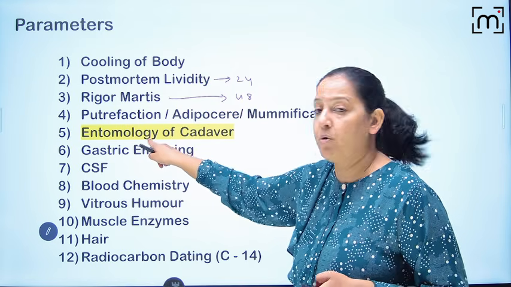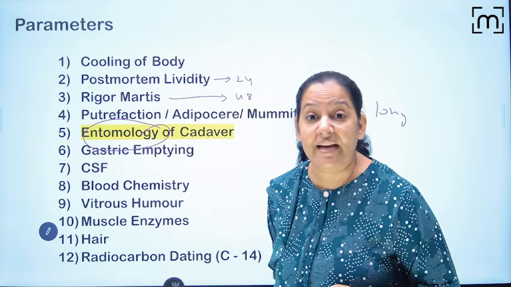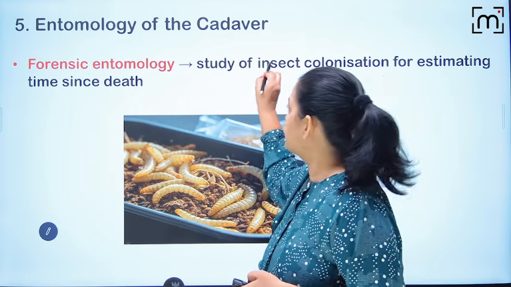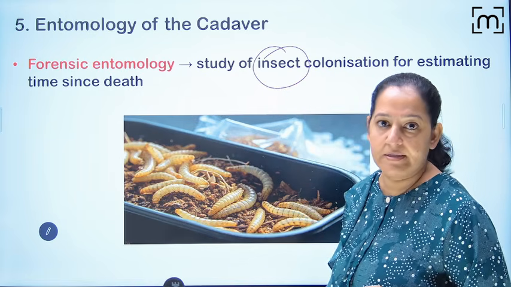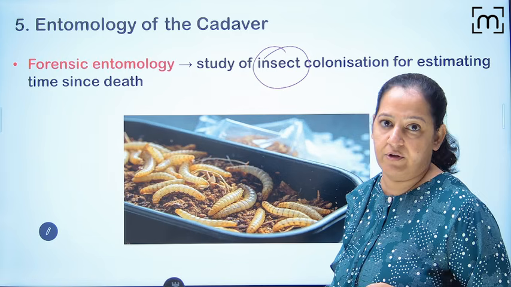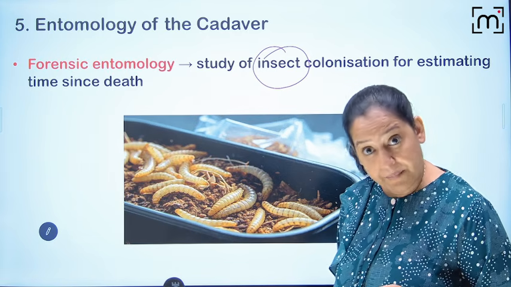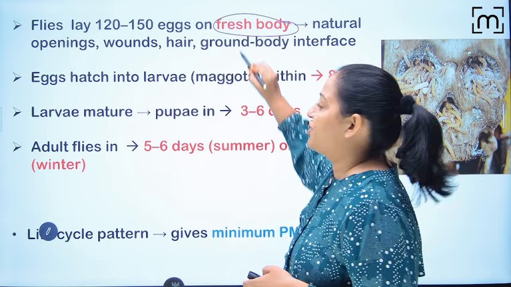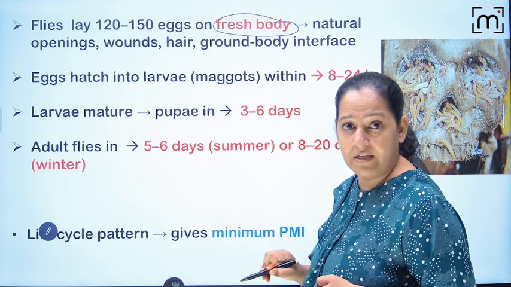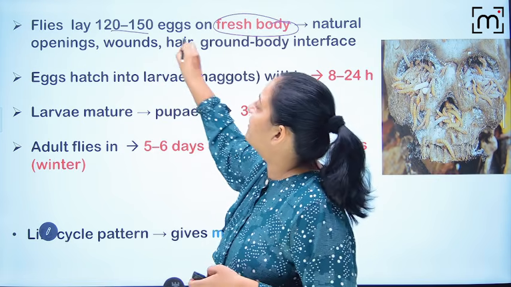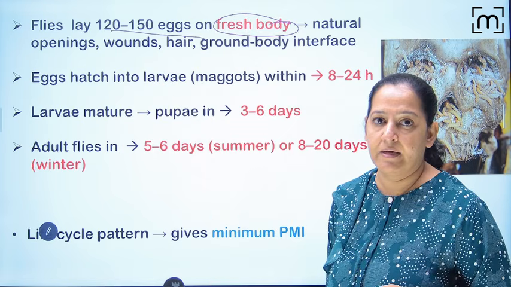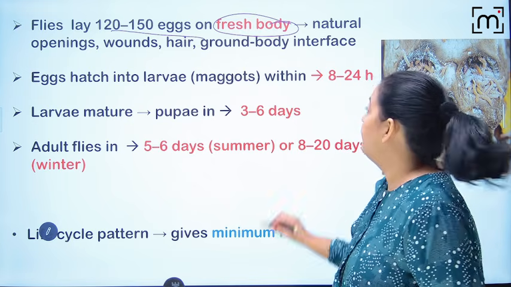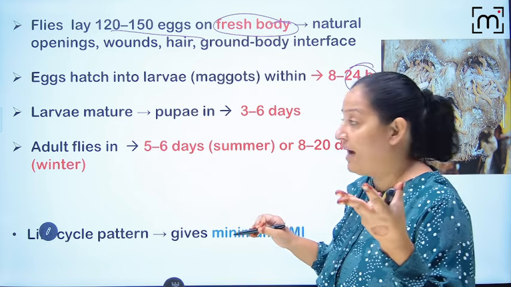The next is entomology. What do you mean by forensic entomology? Study of insects on the dead body. There are many insects which get attracted to the dead body. Looking at the entomology, we can predict the time. If the dead body is fresh, if death occurred right now, we can get up to 150 eggs of the flies on the dead body. If fresh eggs are present, the death was within a few hours only. Within 24 hours, eggs will hatch.